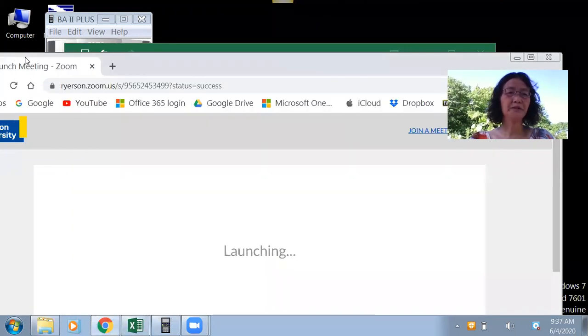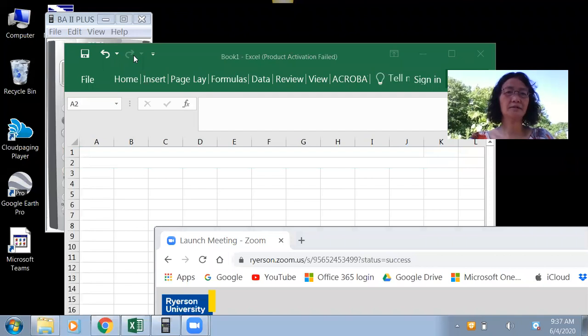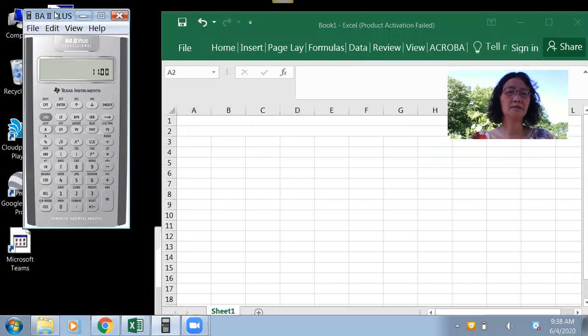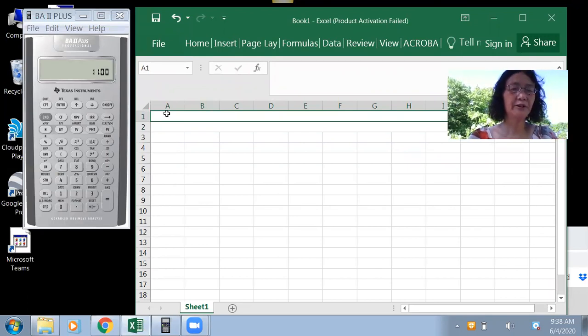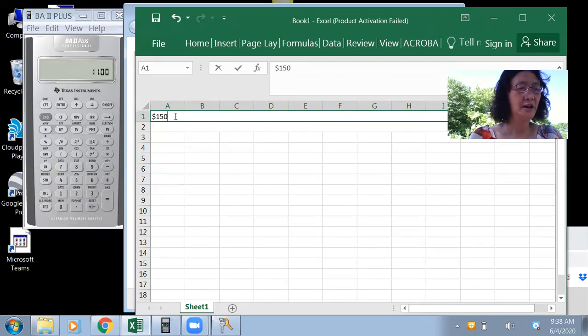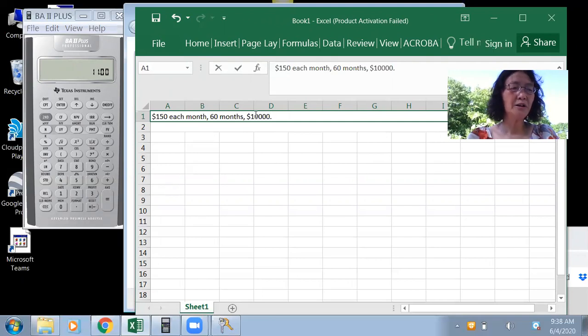So I will give you a problem. Suppose I put $150 into a saving account each month. I'm going to save for a total of 60 months. If the accumulated value of the deposit is $10,000, compounded semi-annually, the question is, what was the nominal annual rate of interest?